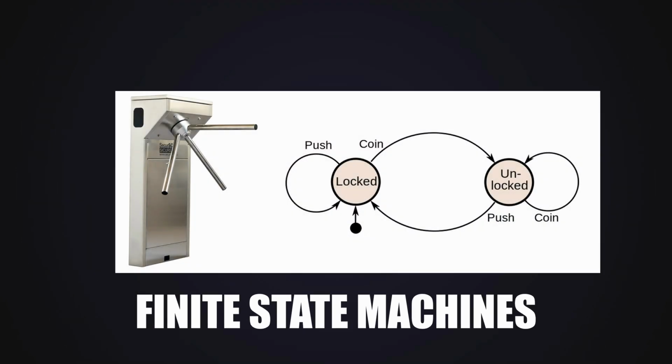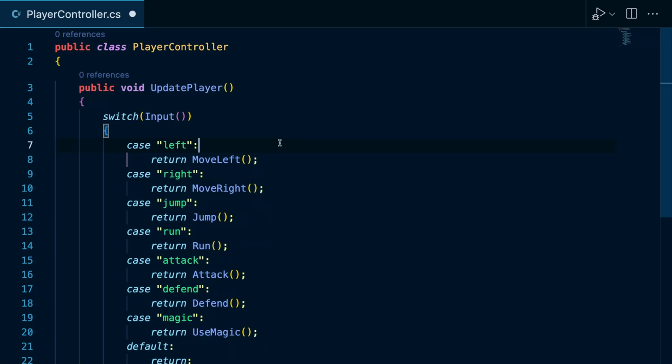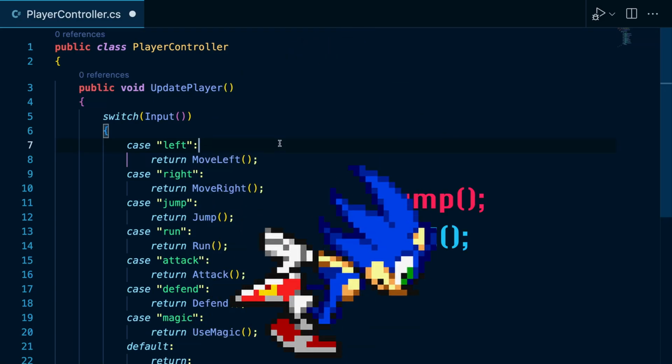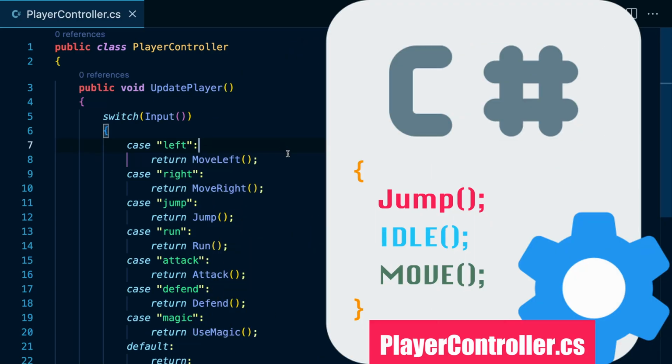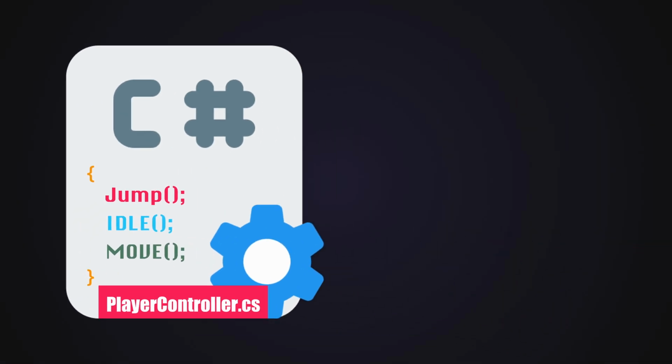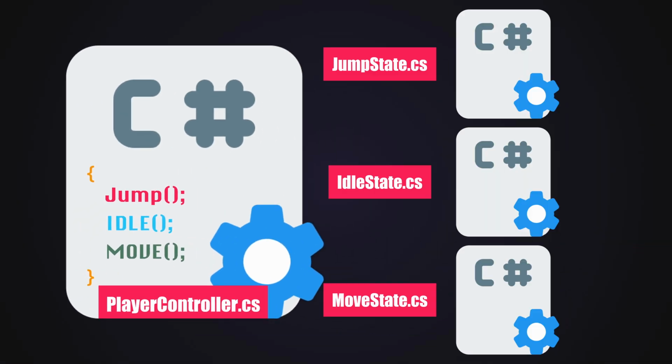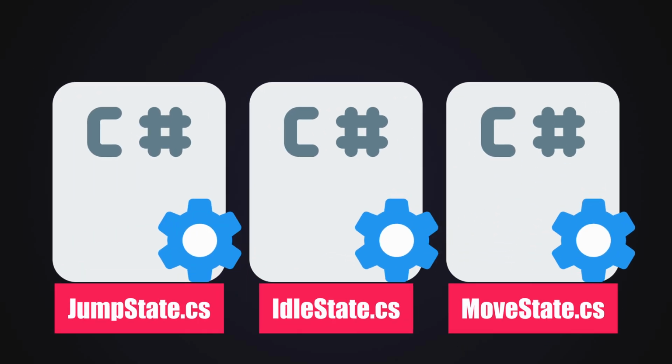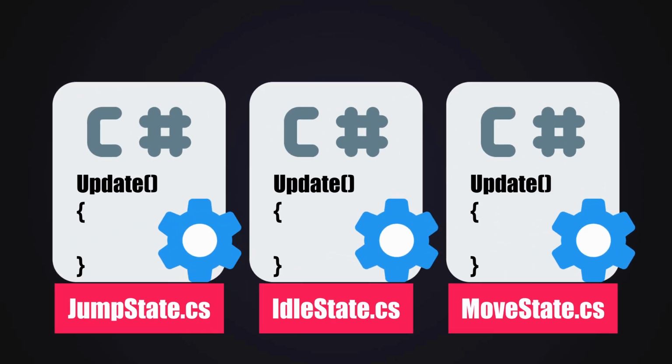The idea is close to finite state machines. In this example, we have a player that will perform different actions based on user input. Currently, we're doing that all in one C# script, but another way to go about it would be to create a separate class for each possible state. Inside each class, we have identical methods that will behave differently.